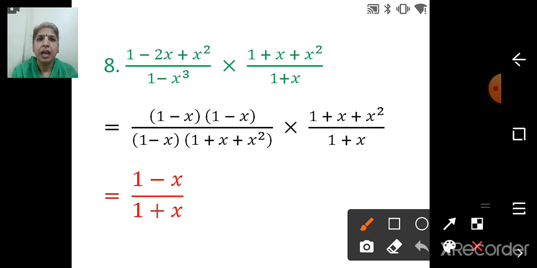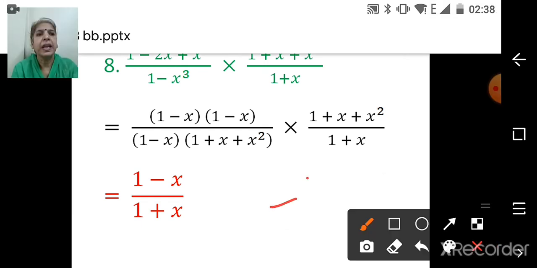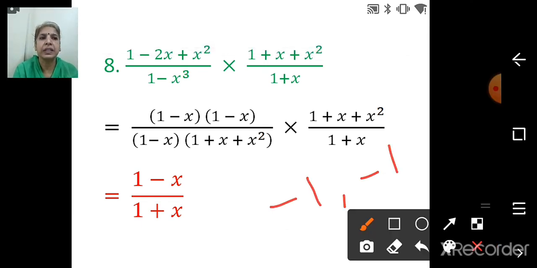Or the other way is how we have learned to find the quadratic trinomial's factors. Here the product is 1, and x square is given, and its coefficient is 1. So no problem. Factors of 1 are 1 and 1, and the middle sign is minus. So both the factors will get a minus sign. So minus 1 and minus 1 are the factors, right?